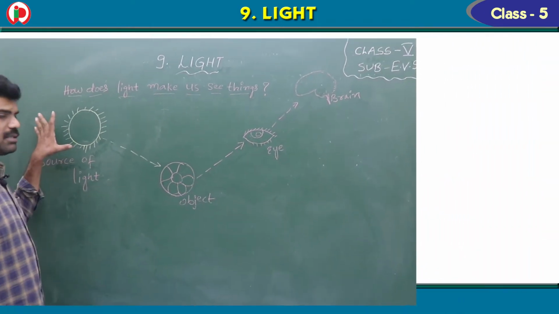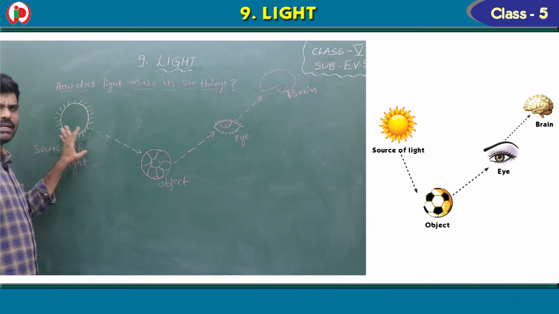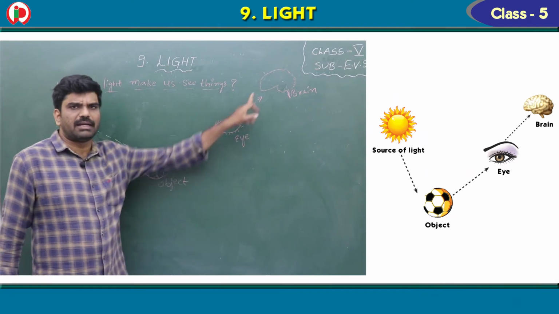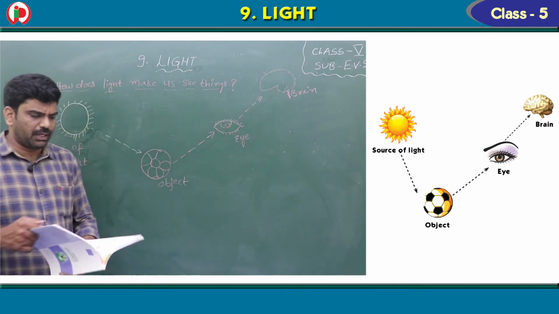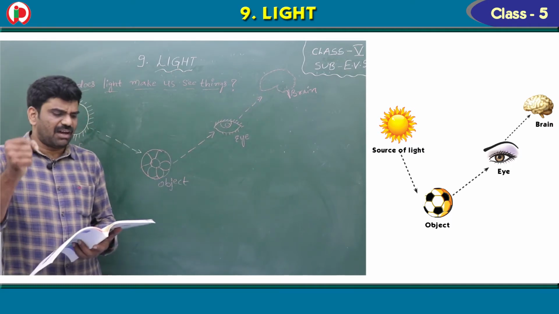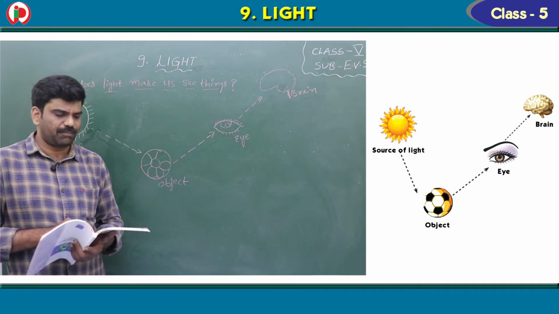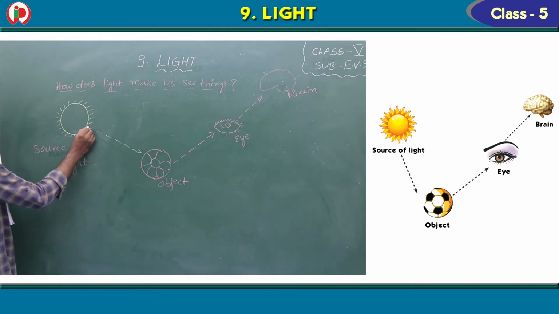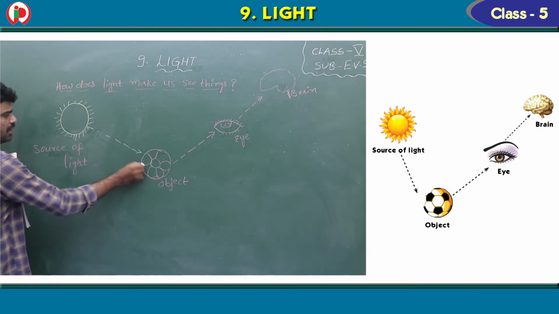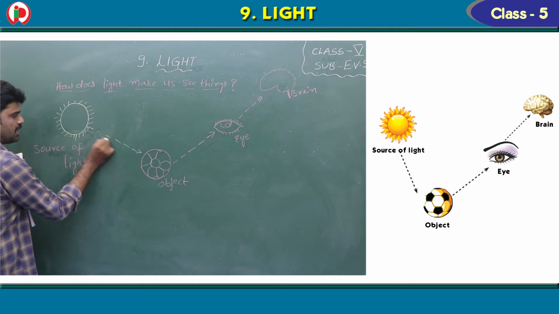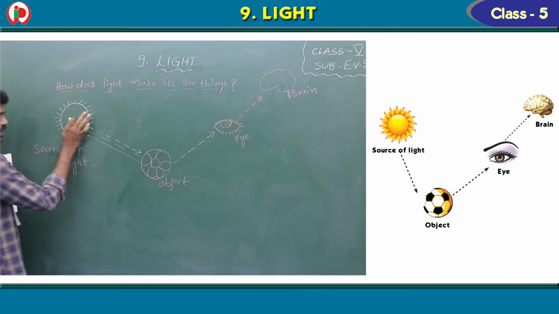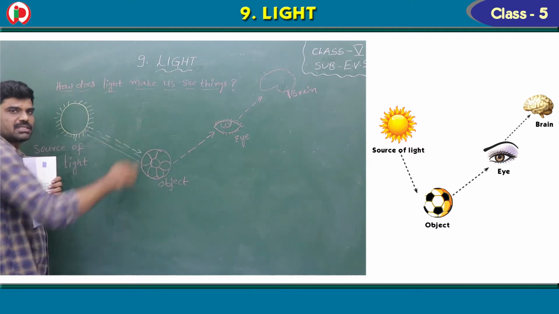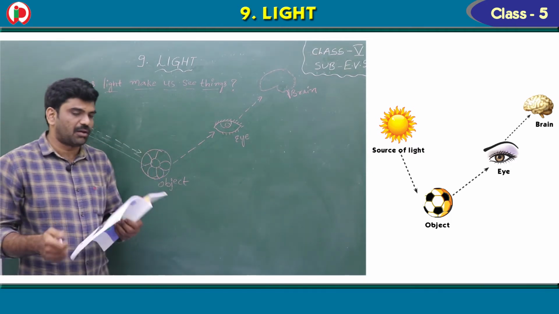Let's see this figure. This is the source of light. This is the sun, and this is an object like a ball, and this is the eye, and this is our brain. So here, as light falls on an object, it bounces off from the surface of the object. See children, this light is falling on the object. When the light falls on the object, it bounces from the surface of the object.